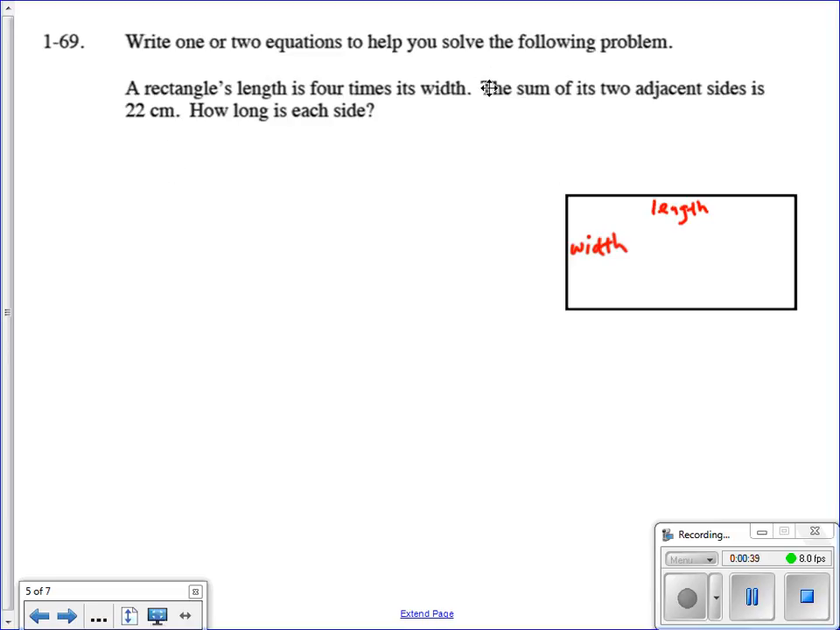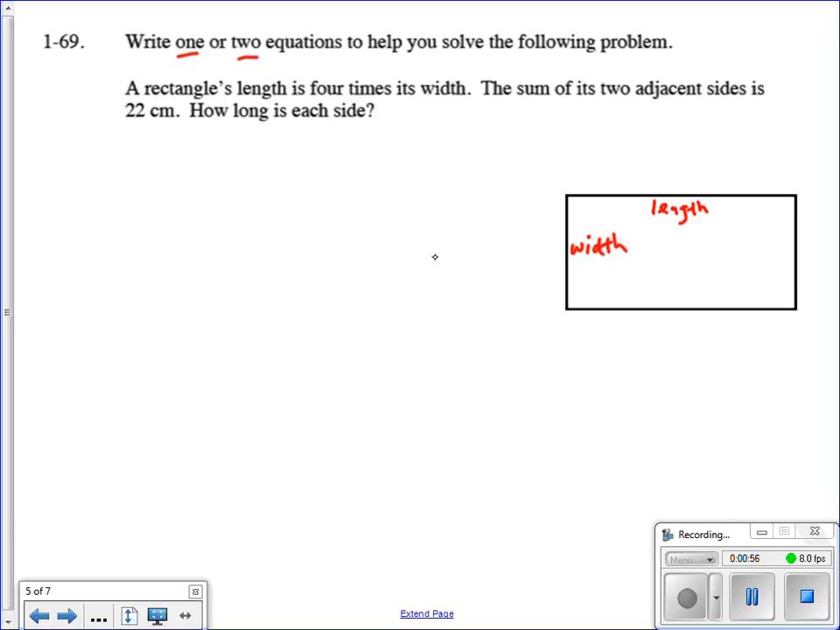So as we get into this here, they said they want us to write one or two equations. You're going to write one equation if you use one variable. If you use two variables, then you'll want to come up with two equations or a system of equations. I think this one's easy enough just to do it with one. Let's go ahead and do that here.